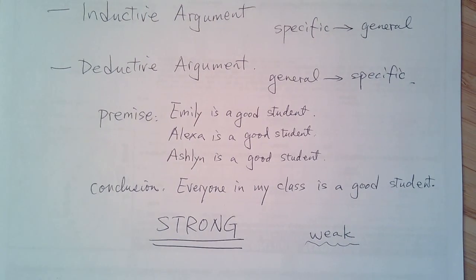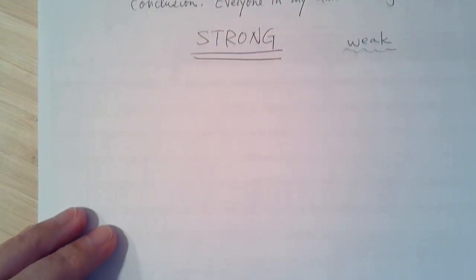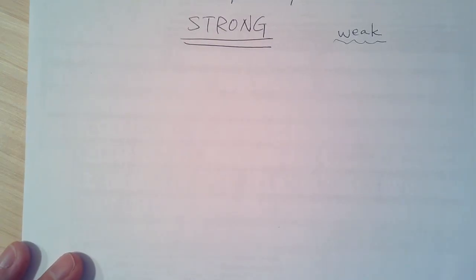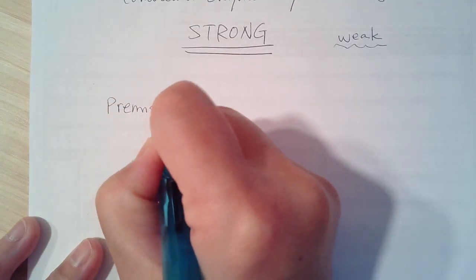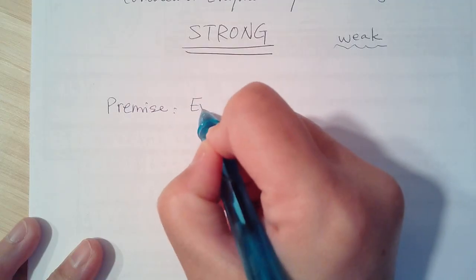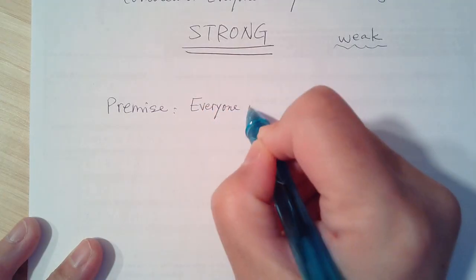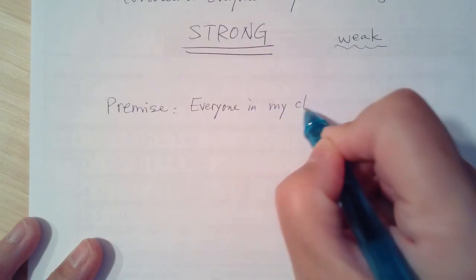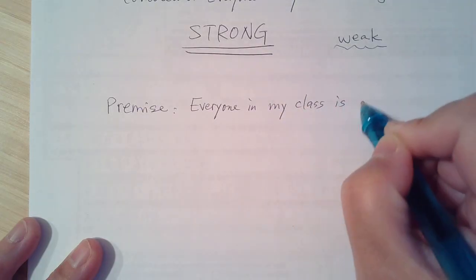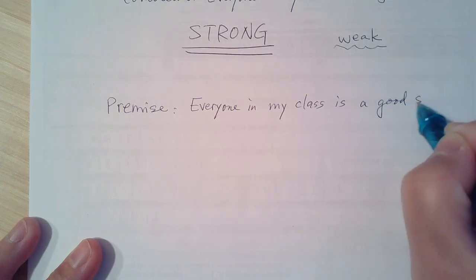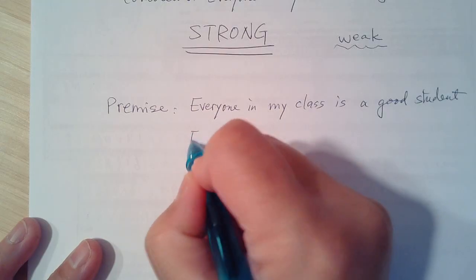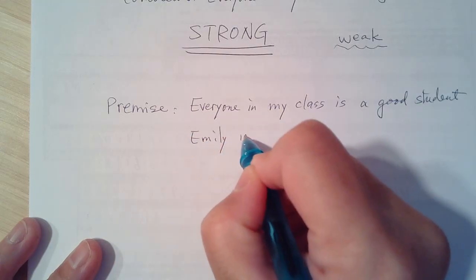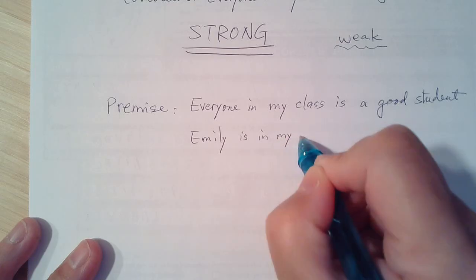All right, now we're going to talk about a deductive argument. Deductive argument means from a general case to a specific case. So here's the premise: everyone in my class is a good student. And another one: Emily is in my class. Conclusion.